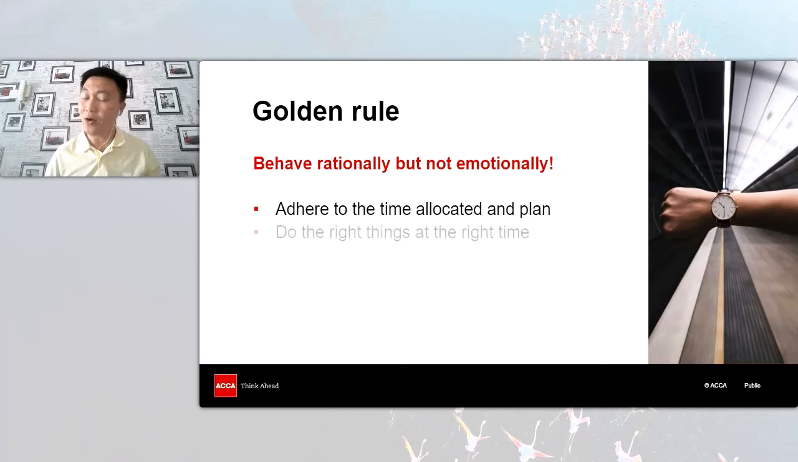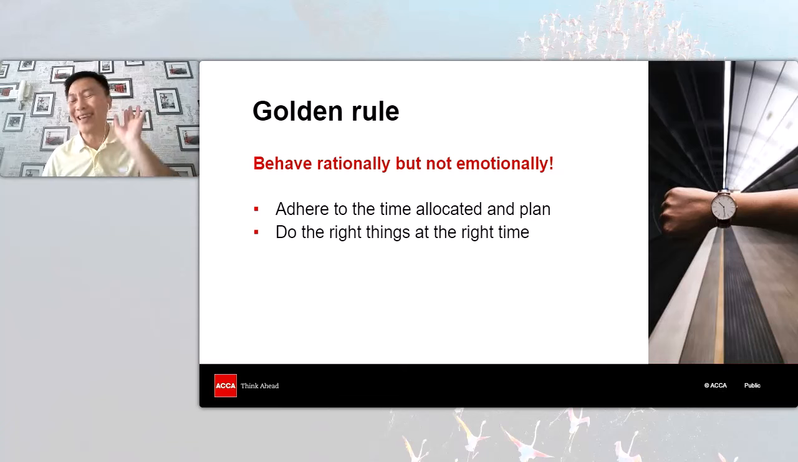And always remember, do the right thing at the right time, okay? Do not spend too much time just shopping around and reading around all the information, but not doing something fruitful. Always follow the 3 steps which I mentioned and suggested a moment ago.